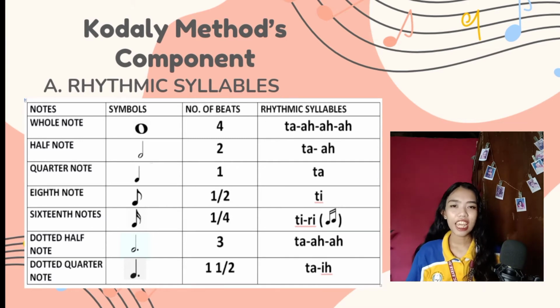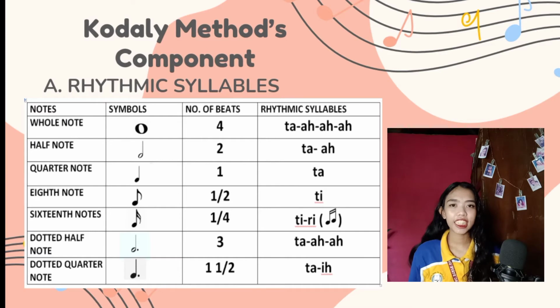Next is the 8th note. It has 1 half beat. So its rhythmic syllable is ti. Now, di natin mapapakita yung iksi ng tunog na yan if hindi natin dodoblehin yung 8th note. So, ipagpalagay natin na may dalawang 8th note. So, we have ti-ti. Ang palakpak niyan is dahil kalahati ay kalahati din ng ating palad. Ti-ti, ti-ti.